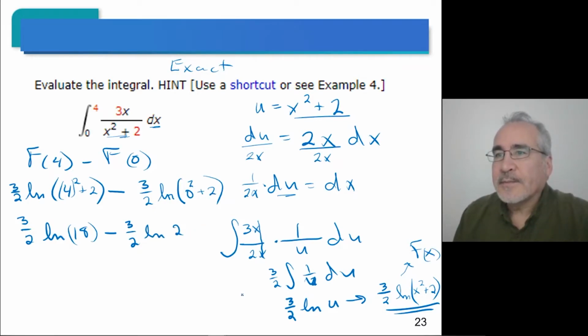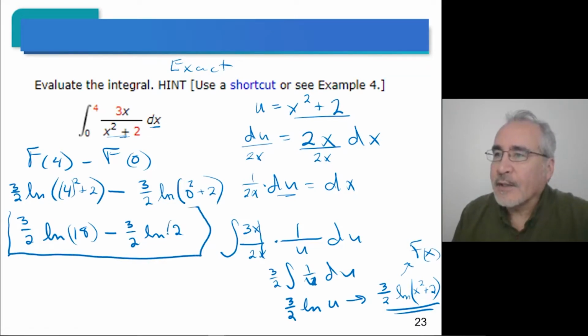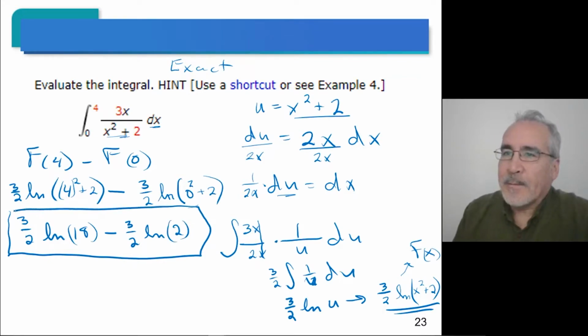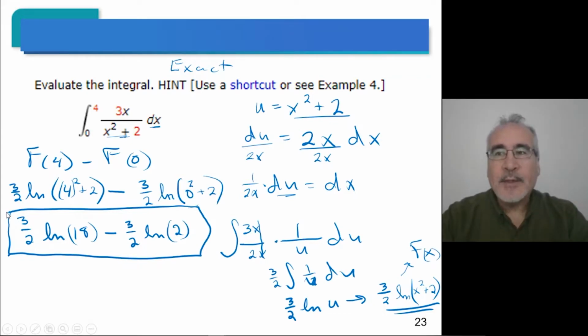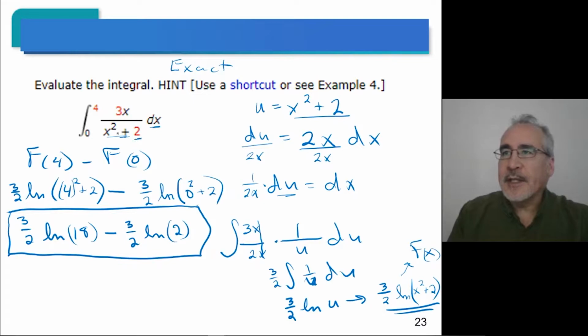Natural log of 2. Now you could also do some funky things. You could move this up, but at this point, it is an exact answer. I guess we should put this. WebAssign will be able to accept it, understand it, and give you proper marks for it. Again, your numbers are going to be different because of here, here, and here. Those are ones that will change. 0 will stay the same, but you'll follow through. Okay, so that's that one.